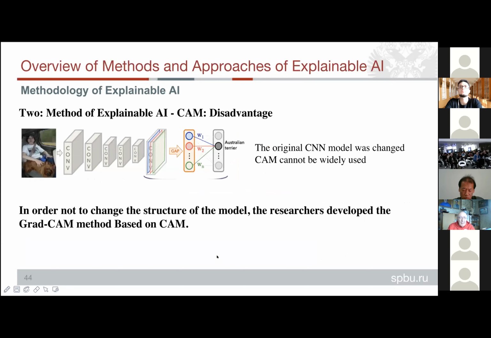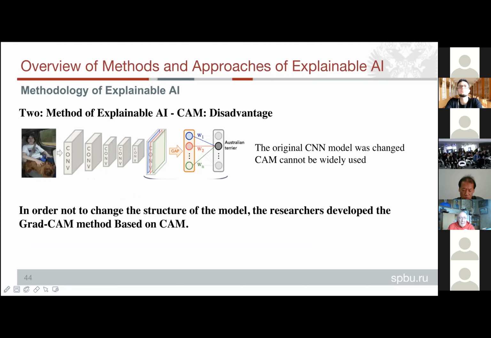CAM's interpretation effect is very good, but it has a serious shortcoming. CAM needs to replace the fully connected layer and softmax with GAP. It means changing the structure of the original model, which leads to needing to retrain the model. But after a CNN model is applied, or when the cost is very high, it is impossible to retrain the model for CAM. So the serious disadvantage of CAM is that the scope of use is limited.